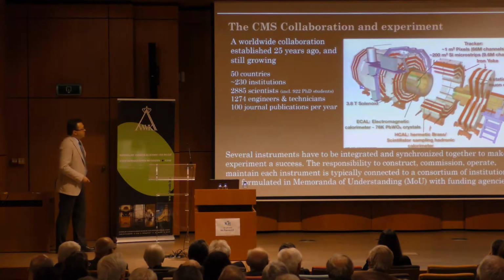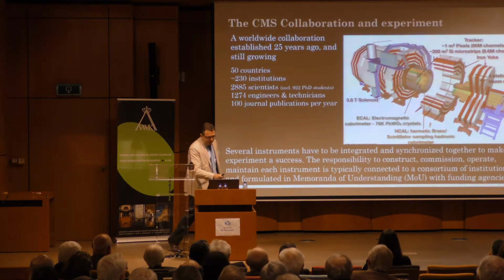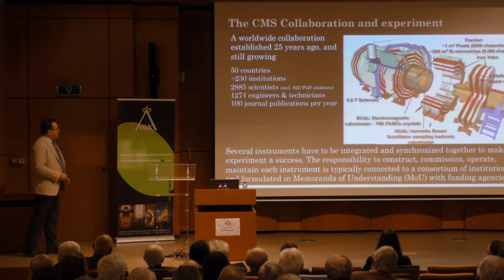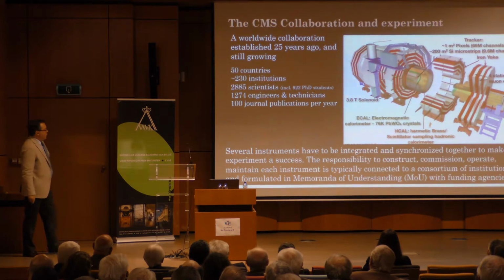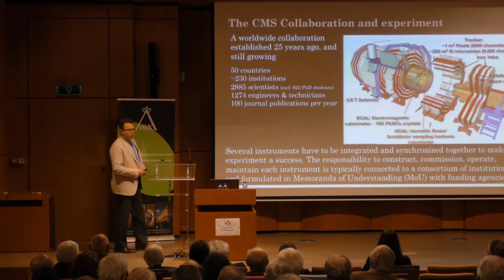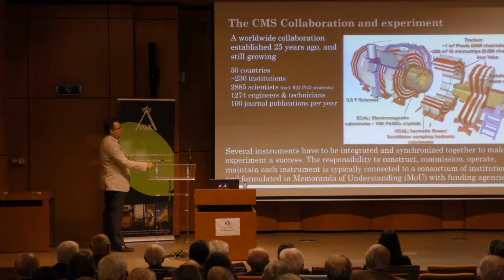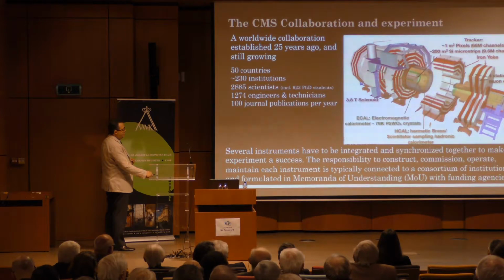The CMS experiment is about 25 years old. It collects today around 50 countries, 230 institutions, about 3,000 scientists, including almost 1,000 PhD students. More than 1,000 engineers and technicians, and we have about 100 peer-reviewed journal publications per year. It is a collection of a huge amount of people, because it's also a collection of a huge amount of technology. This is the detector, this is the size of a human being.